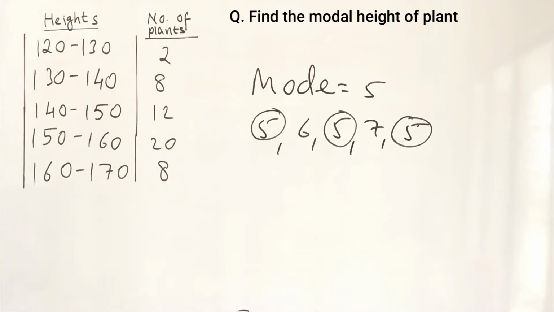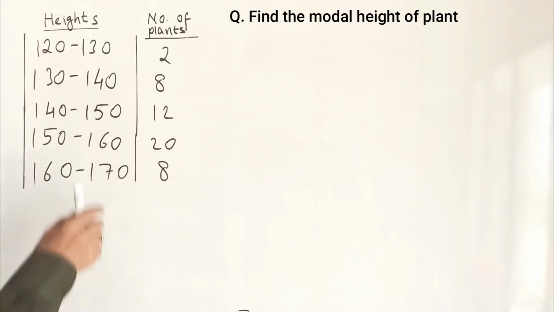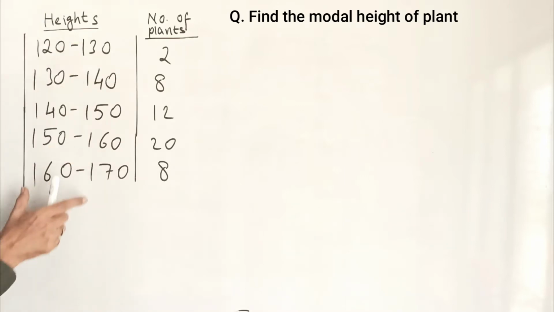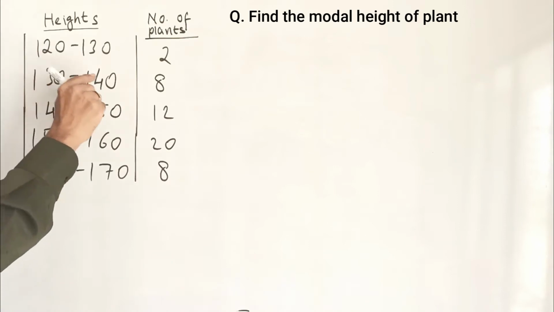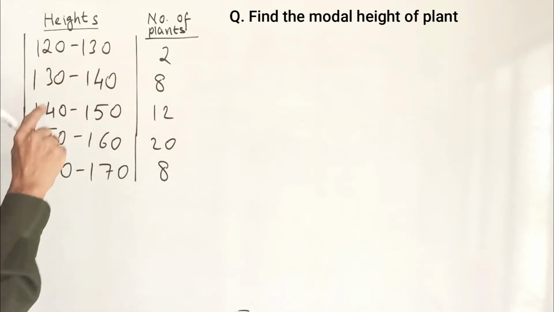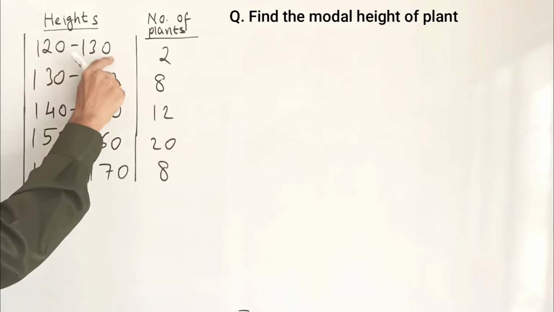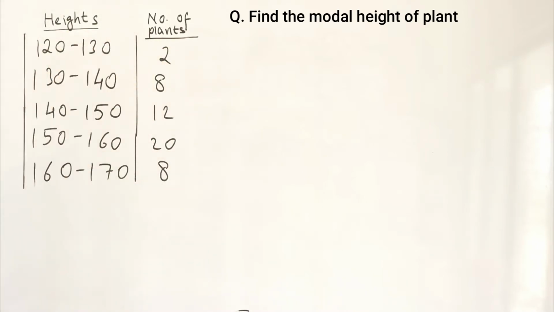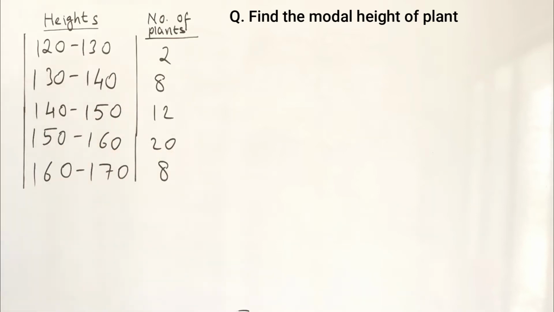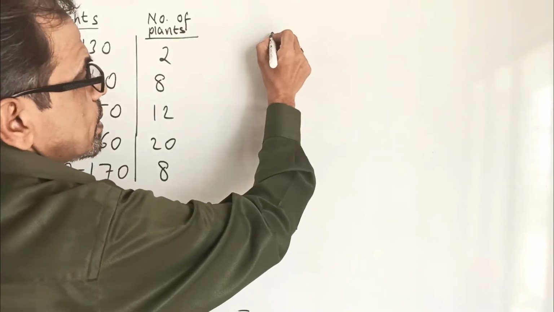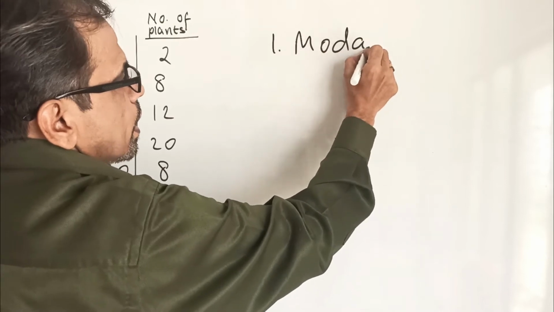but in classified data we have to do the work step by step. So for this classified data, the question is this. The heights of the plants are classified. These are the heights and these are the number of plants. For example, 130 centimeter to 140 centimeter, 8 plants are there. 150 to 160 centimeter, 20 plants are there. 120 to 130 centimeter, 2 plants are there. So we have to calculate the mode, or we can say the modal class.